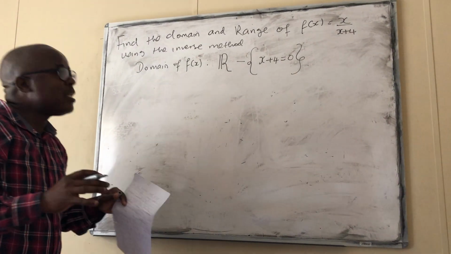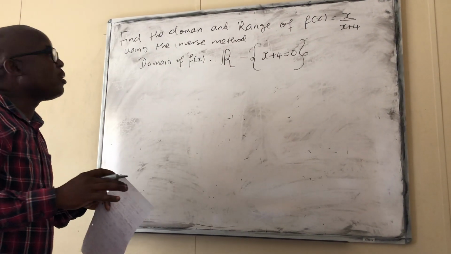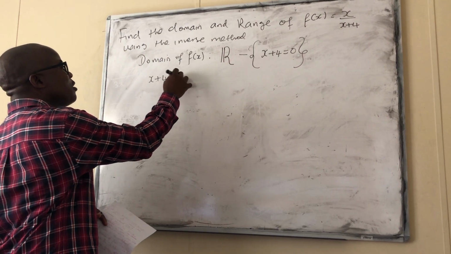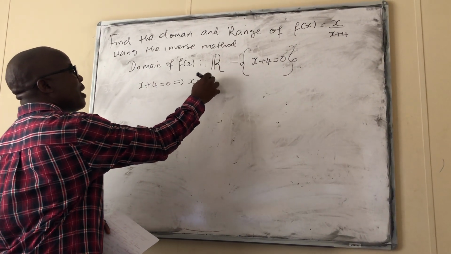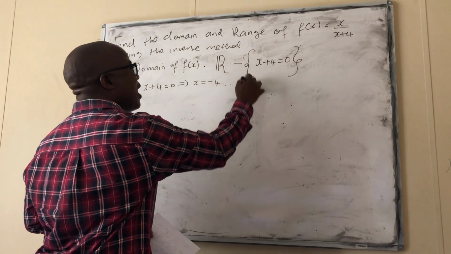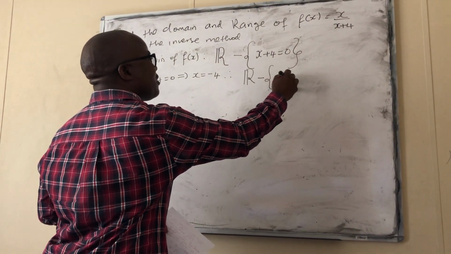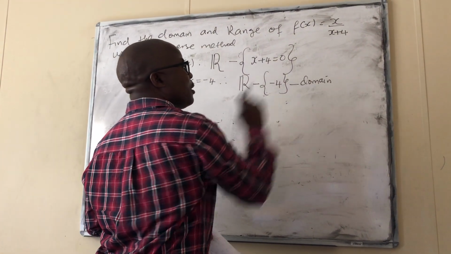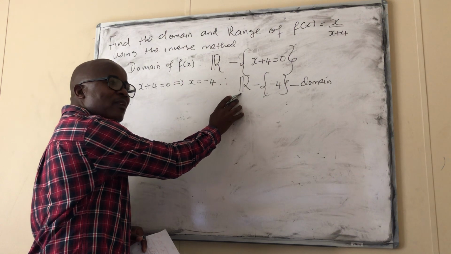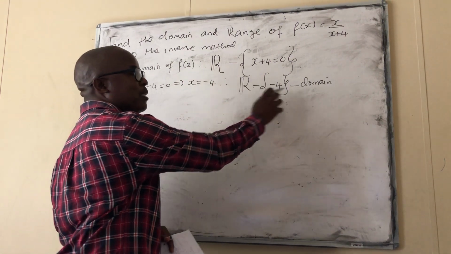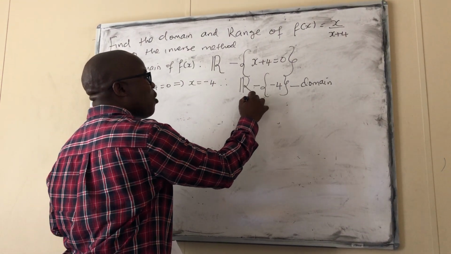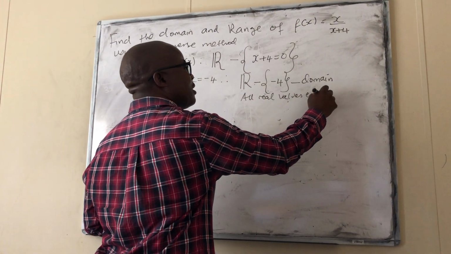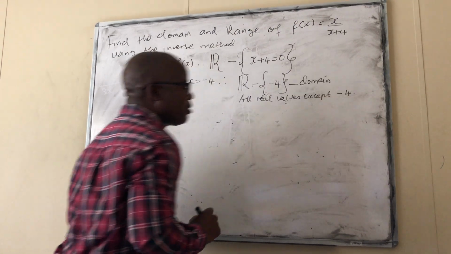If the denominator, which is x plus 4, is 0, then this function will not be defined. x plus 4 equals 0 implies x equals minus 4. Therefore, R minus 4 is the domain. So we are saying all real values except minus 4.